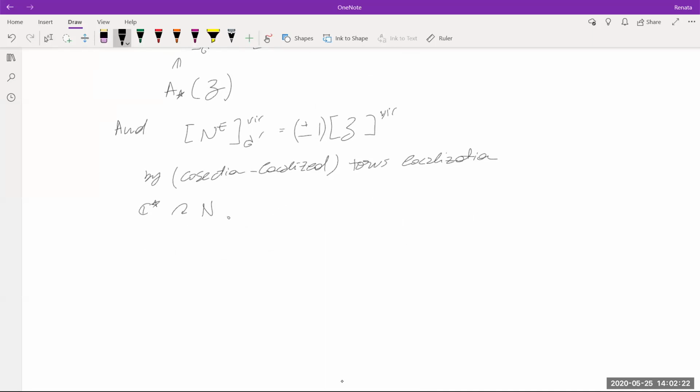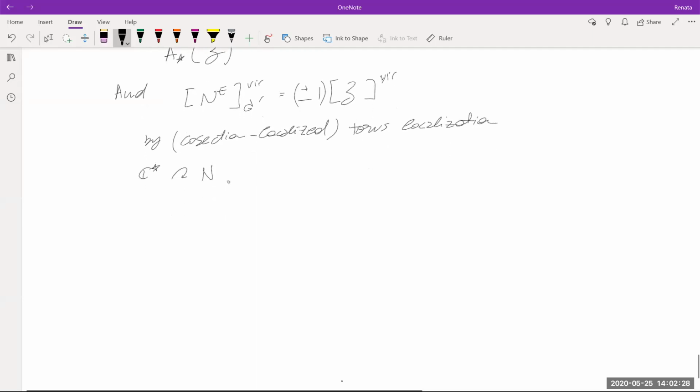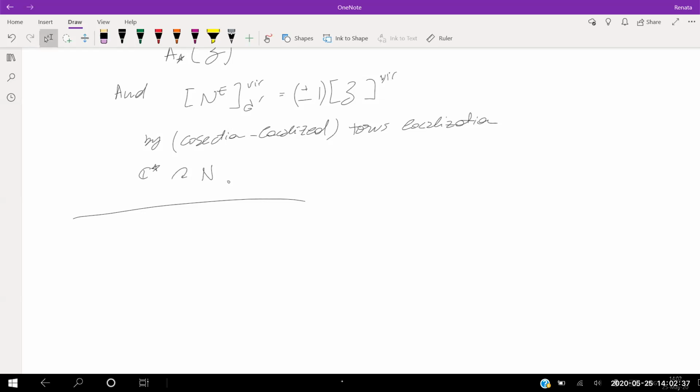And this proves that, since they have the same support, this class is the same as this class up to the sign that comes from the localization. So that's where the sign comes from. Okay, any questions before I move to the next part?